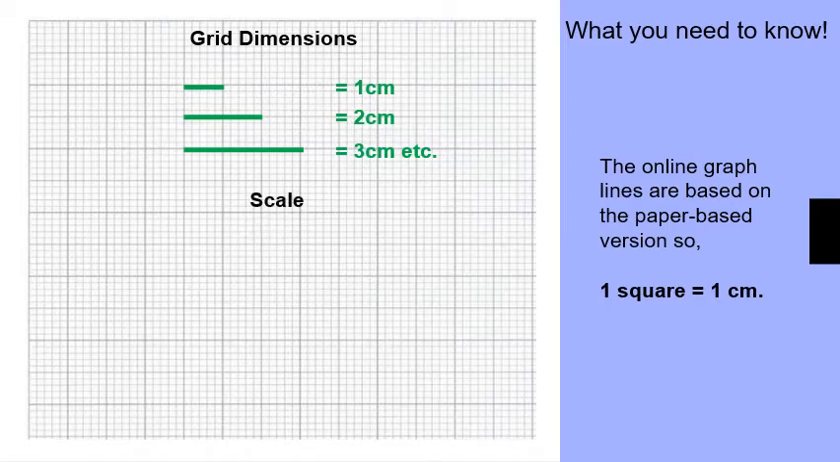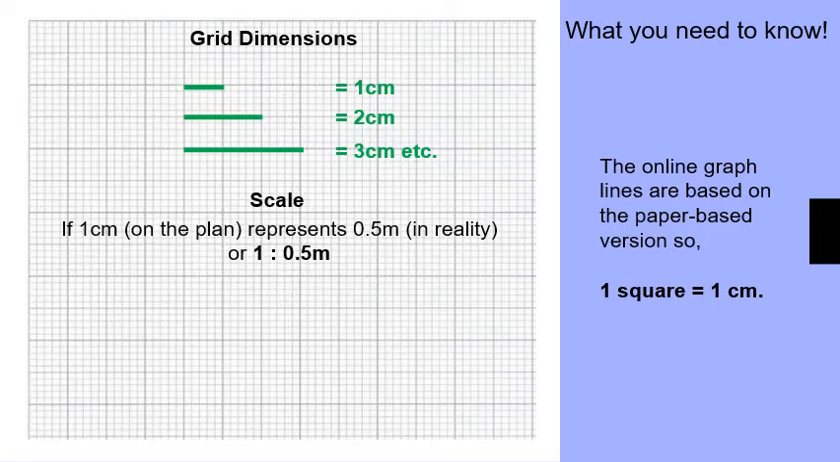scale ratio. Okay, so let's look at scale. If 1 centimetre, this little line here on the plan, represents 5 metres in reality, then you can see here that one of these little lines represents half a metre. And there's the scale for it. That's how it would look in ratio form. So it would be 1 colon and then half a metre. This means 1 centimetre on the plan and 0.5 metre is the reality. So you can see now 2 squares must equal a metre, and 3 squares must equal 1.5 metres, because you're just adding half a metre each time you add another square.